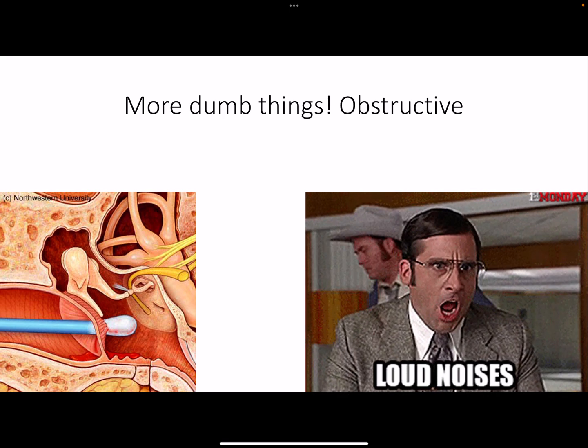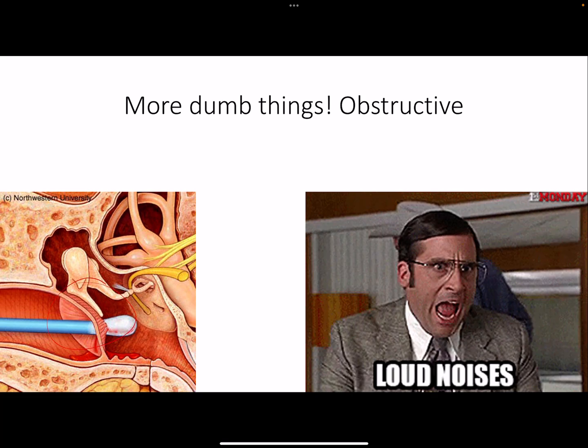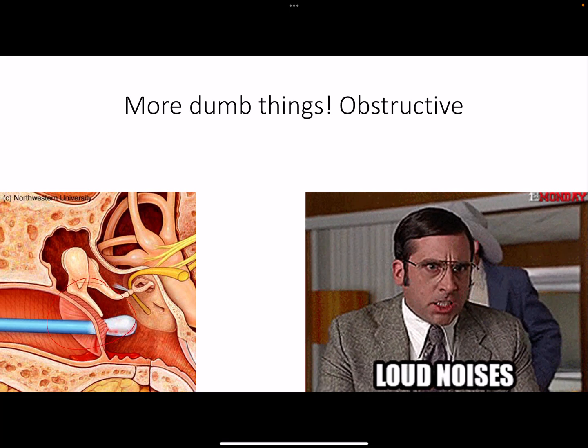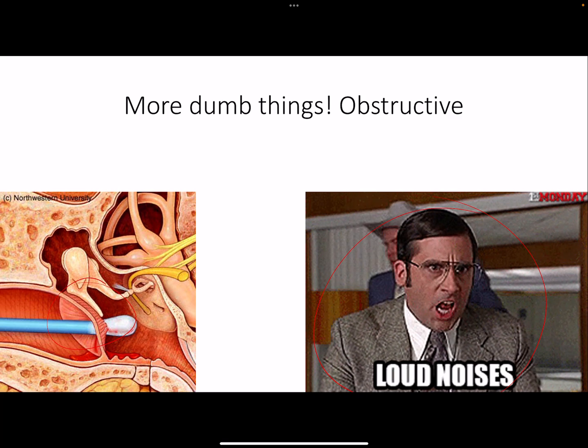All right. People trying to clean their ears can perforate their eardrum. Loud noises also can perforate an eardrum.